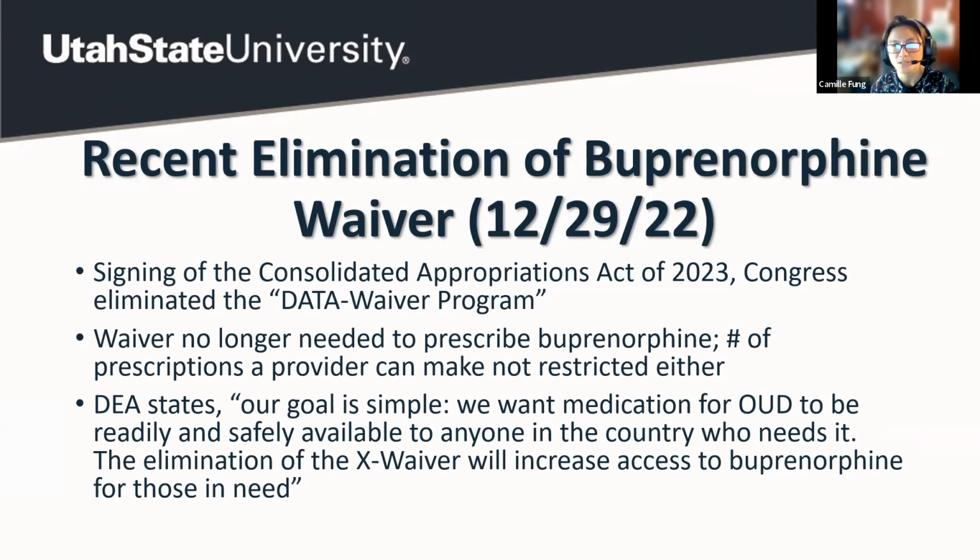You don't actually need a particular buprenorphine waiver. And there used to be a ceiling on how many prescriptions you can give. That has also gone away. So the DEA, this is their goal, right? Their goal is simple. They want medication for opioid use disorder to be readily and safely available to anyone in the country who needs it. So the elimination of the X waiver will increase access to buprenorphine for those in need. So that was their goal. And so as of now, you can go to any prescriber and get a buprenorphine for your patient.